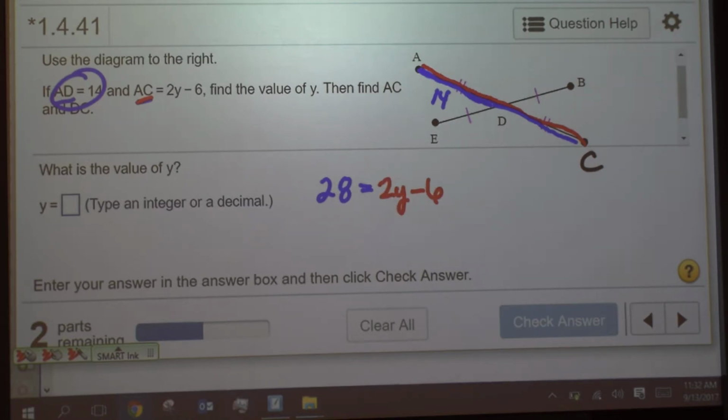And now we've developed the relationship. Now we set them equal to each other. We solve for y that way. So we get what? 34 is equal to 2y. Y is 17. Okay? So it says type an integer or a decimal.